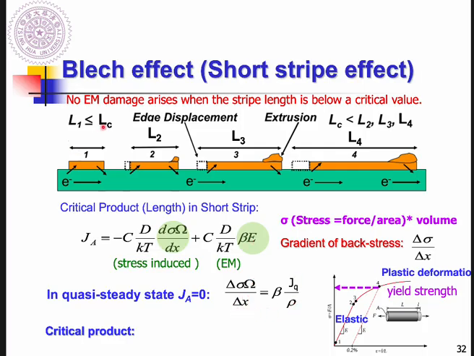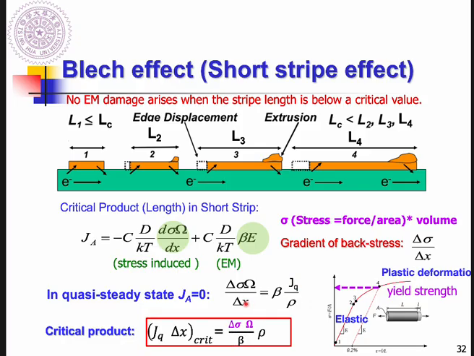What's the dx? dx is the LC you are interested in, because dσ is the stress gradient. So I arrange them: I move the delta x together with the current density, and move the material part to the other side. What we have here is a critical product, which is the current density times the LC, equals the right-hand side, which has the stress, average atomic volume, beta, and also the electrical conductivity.